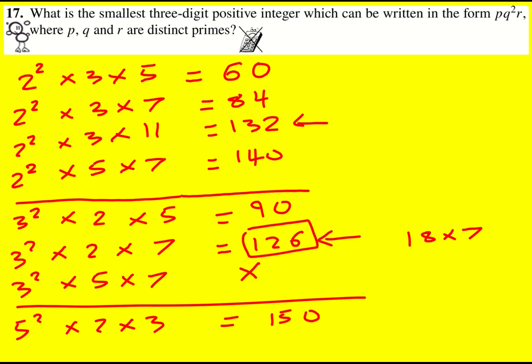So I hope I've convinced you of that. I think just be really careful, systematic. I worked my way through the 2 squareds, found all the different ones I could, then through the 3 squareds, then through the 5 squared. All the other ones would be larger. This must be the smallest possible one.